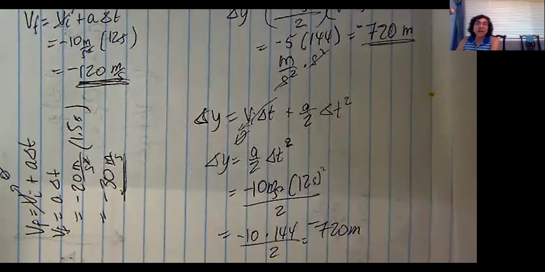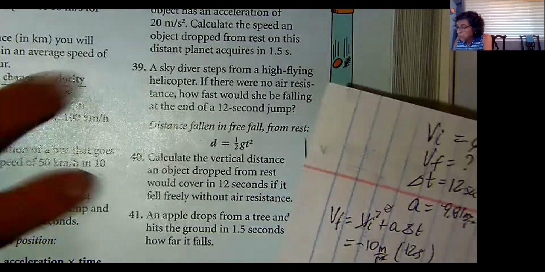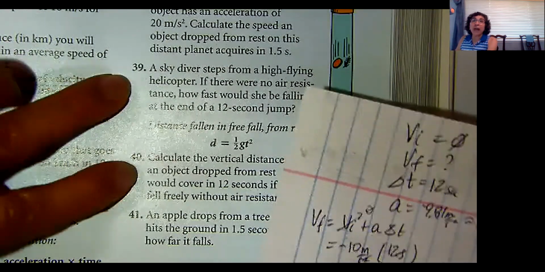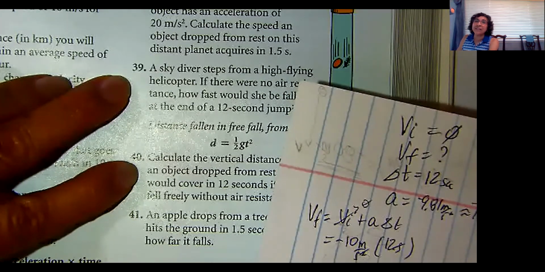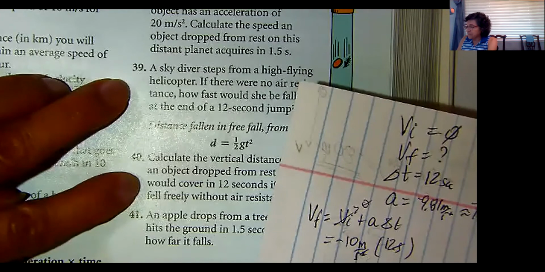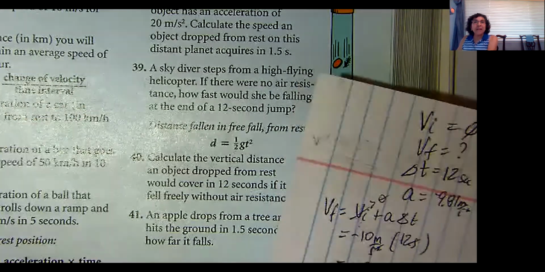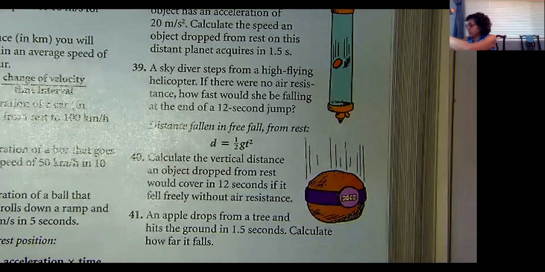Okay, all right, so I guess I was solving the next problem first. So you notice that 39 and 40 can both be the same problem. One of them says how fast were they when they landed, and the other one is how far did it drop. All right, very good. Last problem. Let's do the last problem.